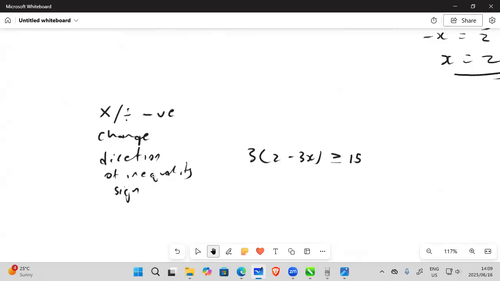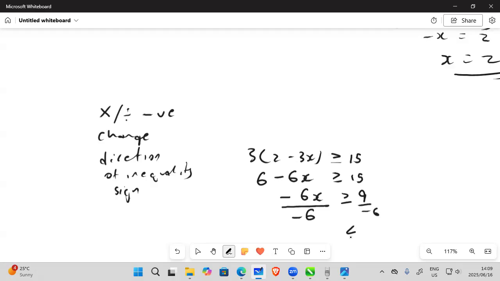And so if we do that, remember again, we're trying to solve for x, make x the subject of the formula. So what we'll do here is this will be 6 minus 6x greater than or equal to 15. I'm going to subtract 6 on both sides, so therefore I don't have to change the direction of the inequality sign. But as soon as I am dividing by a negative, then the direction of the inequality must change.